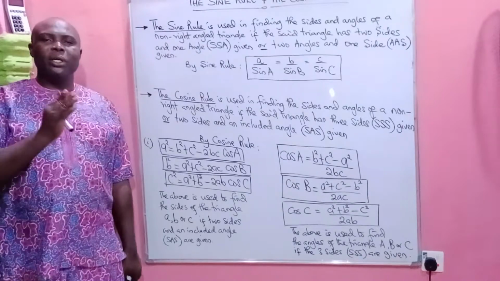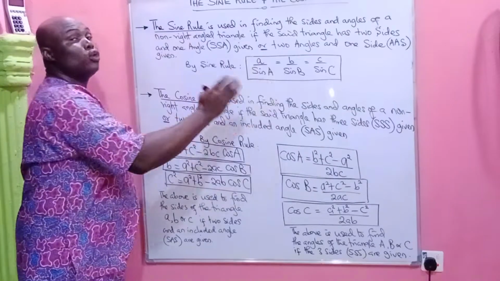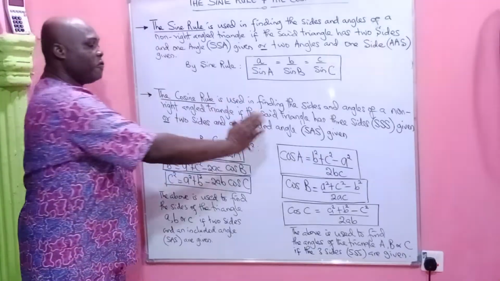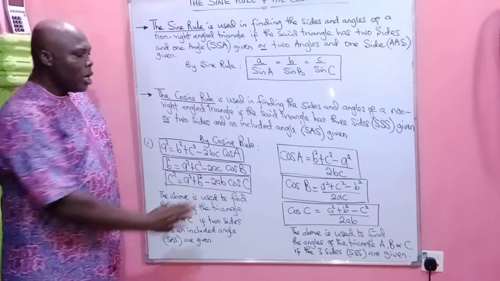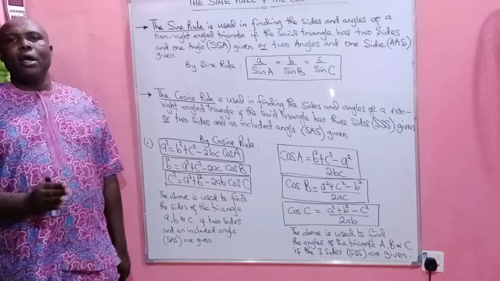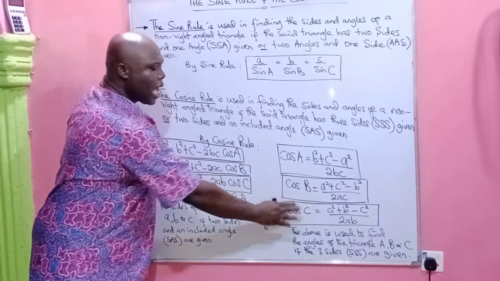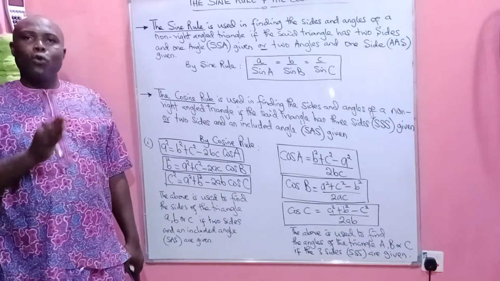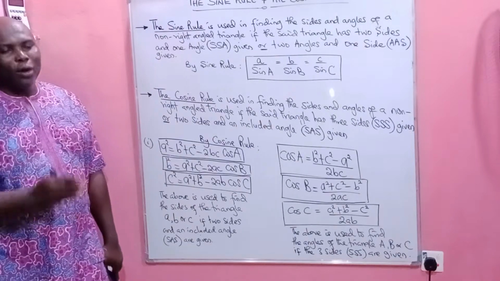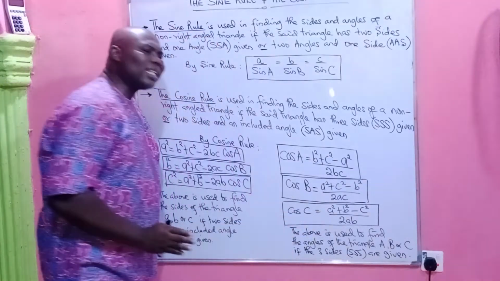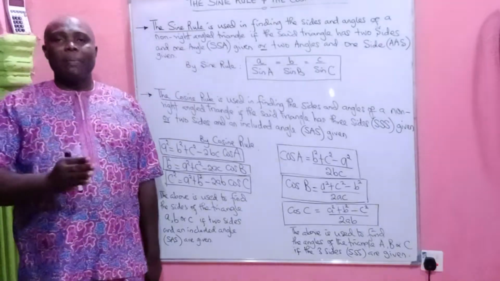And cos A is b squared plus c squared minus a squared all over 2bc. If you are looking for cos B, it is a squared plus c squared minus b squared all over 2ac. And if you are looking for C, cos C is equal to a squared plus b squared minus c squared all over 2ab. So that's how we find the angle. These three formulae are used in looking for the angles capital A, B, C.